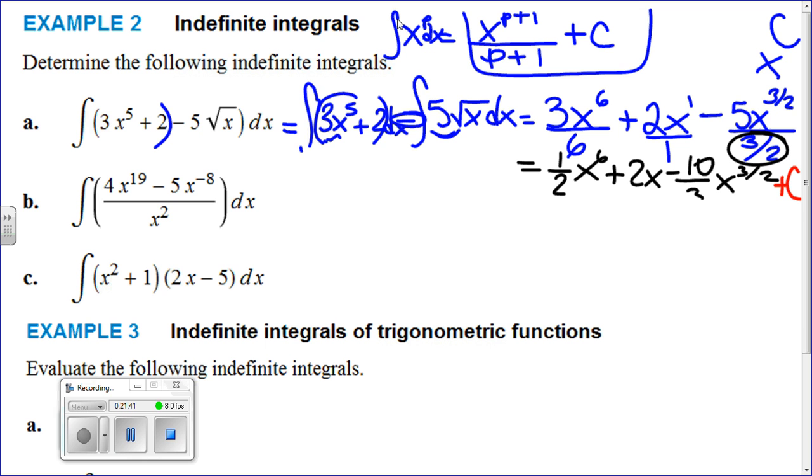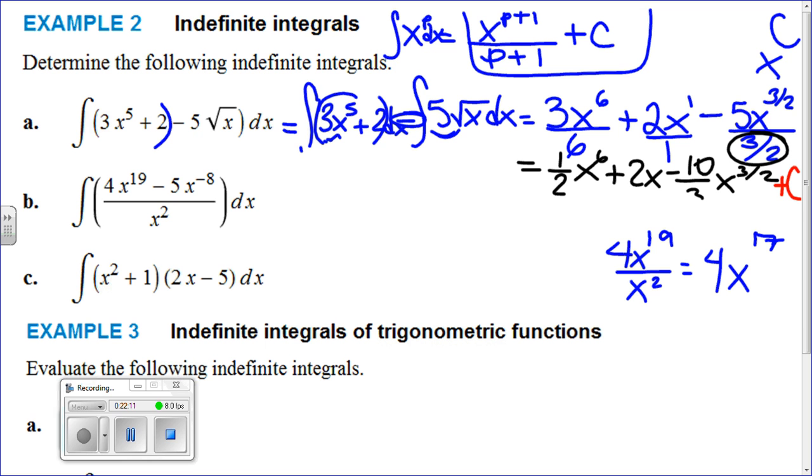So what we're doing, we're going to take 4x to the 19 and divide by x squared. Why? It's like distributing, splitting the fraction, so the x squared is dividing here, but it's also dividing the other term. So it would be 4x to the 17th, right? Yes, because you subtract the exponents. Minus negative 5x to the negative 10th power?